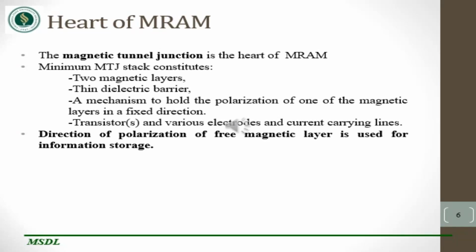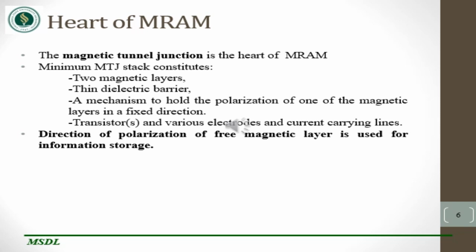The heart of MRAM lies in its magnetic tunnel junction. The magnetic tunnel junction consists of two layers of magnetic material such as cobalt iron separated by an ultra-thin layer of insulator, typically aluminum oxide with a thickness of 1 nanometer.